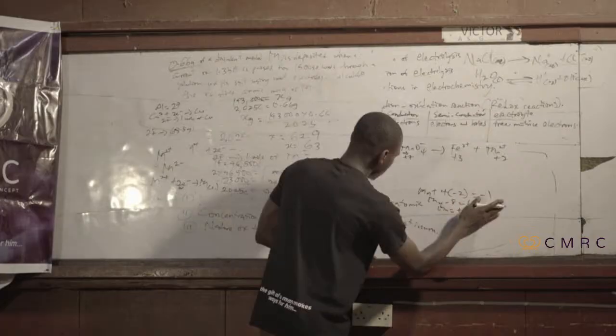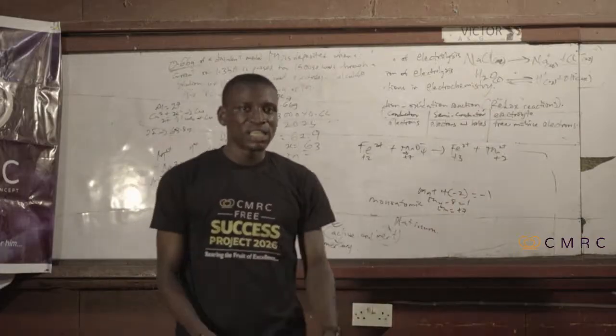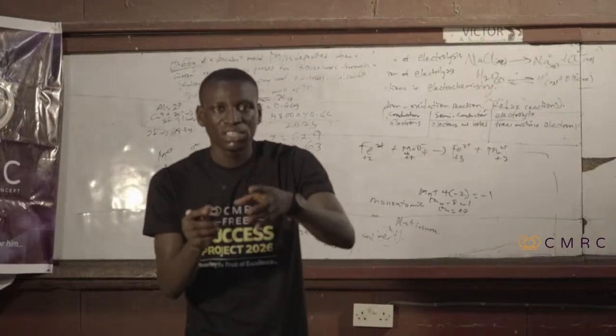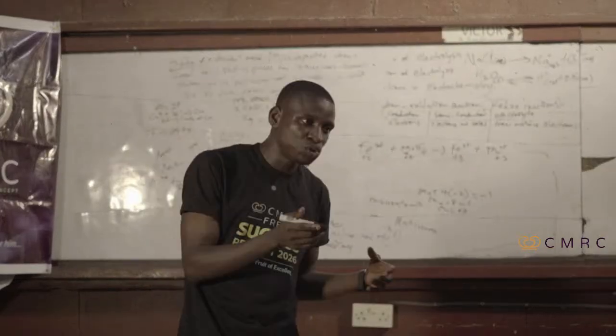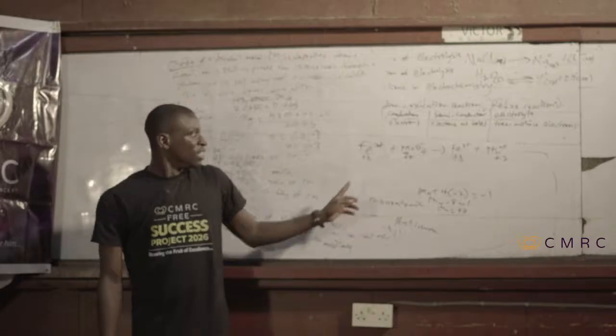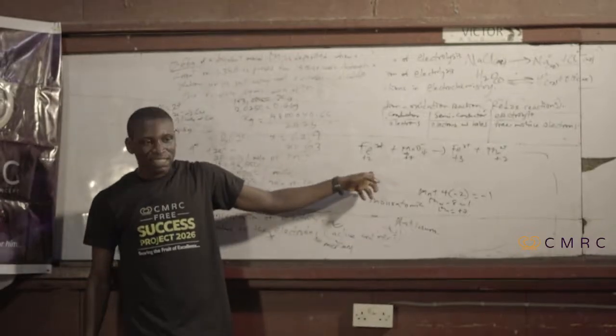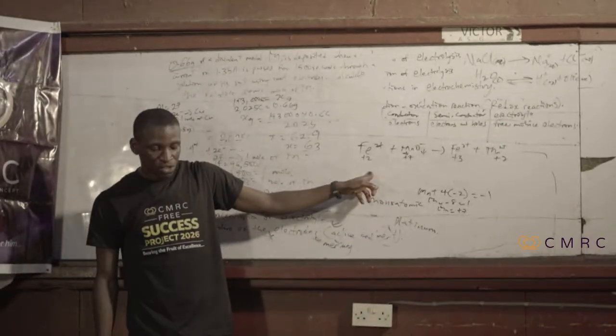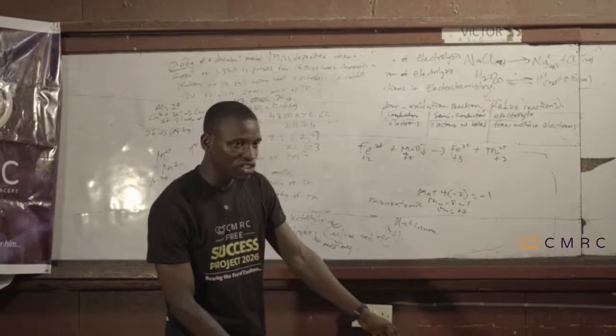Now, let's go. They can ask you which of the ions is oxidized and which one is reduced. Now, from this case, the reducing agent, don't forget that oxidation is an increase in oxidation number.